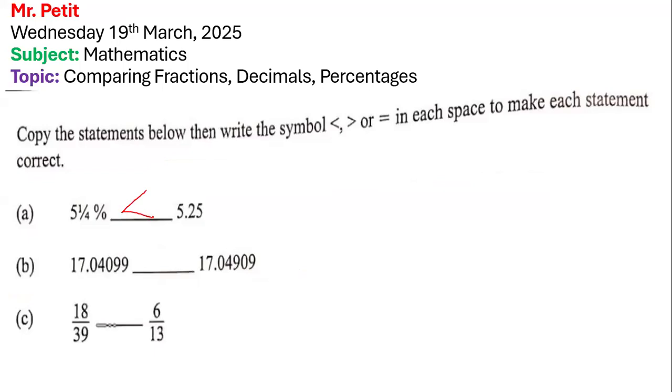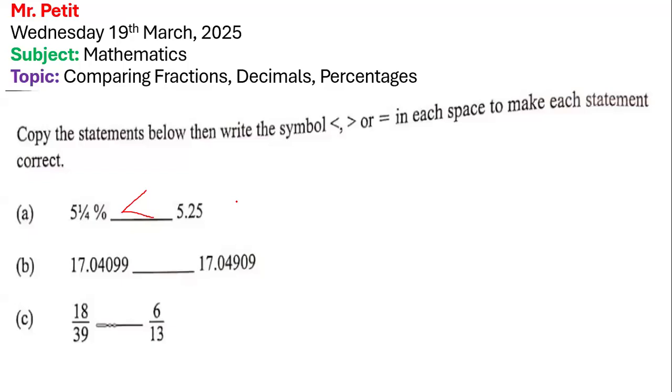Do not say your answer out loud. Just quietly put it in the chat. What is your answer for B? For B, we have 17.04099. We have 17.04909. What is your answer for B?